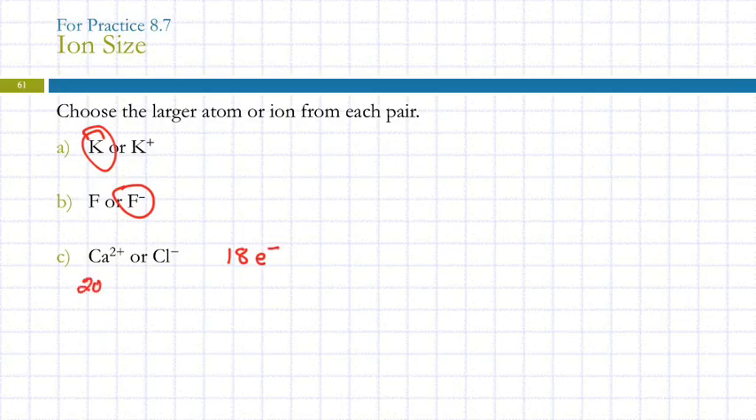Calcium has 20 protons, and chlorine has 16 protons. Which one's going to pull the electrons in tighter? Pull them in tighter would be the calcium, right? So calcium's got more charge on the nucleus. It's going to hold on to its electrons tighter, making it smaller, right? So the chloride ion is larger. It weighs less, but it's bigger. Any questions?